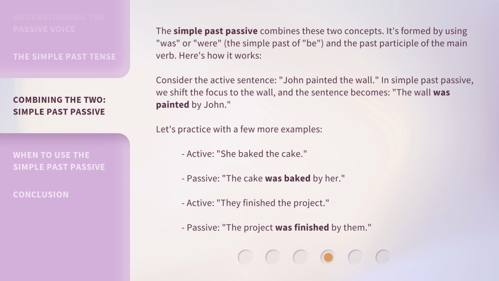Active: she baked the cake. Passive: the cake was baked by her. Active: they finished the project. Passive: the project was finished by them.